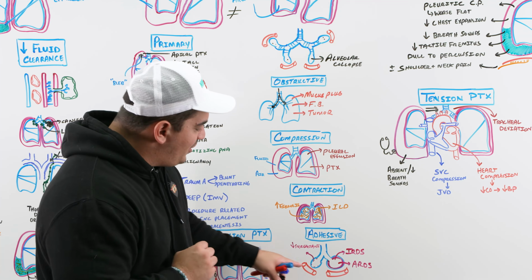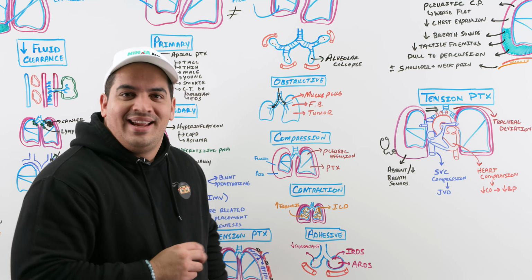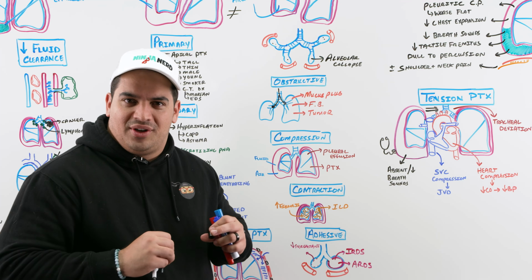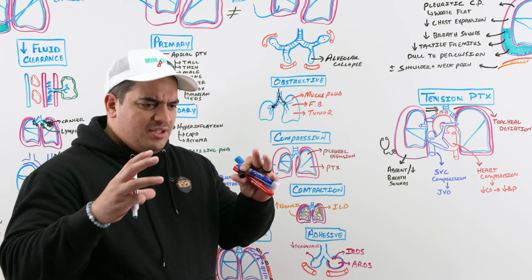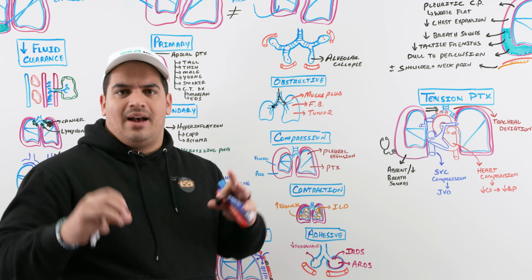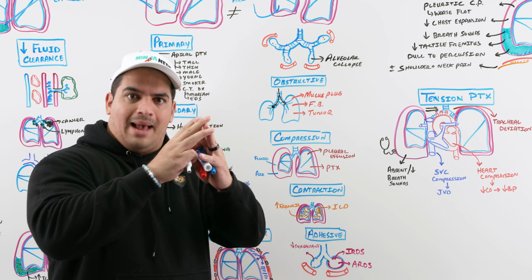And this is basically, there's these little proteins here called surfactant. And surfactant helps to be able to reduce surface tension. Surface tension is a kind of tension that wants to collapse the alveoli. Surface tension increases, alveoli want to collapse.